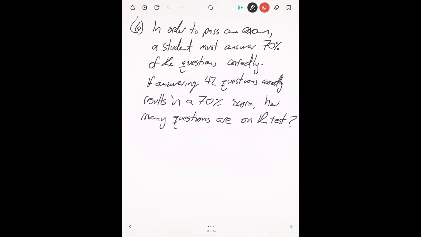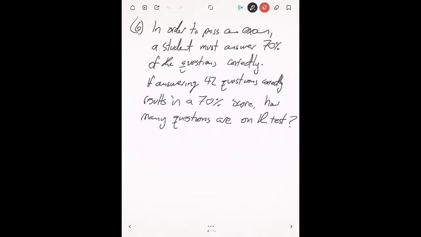So the test has some unknown quantity of questions. Maybe it's got 80 questions. Maybe it's got 100 questions. I don't know. It's got some unknown number of questions. But if we took 70% of those questions, that's going to be 42. So go ahead, think about how we can write this as a sentence and see how we can structure the setup. Remember, we don't know the total, but if we took 70% of that, we should get 42. Pause the video, take 30 seconds, see what sentence you can come up with.